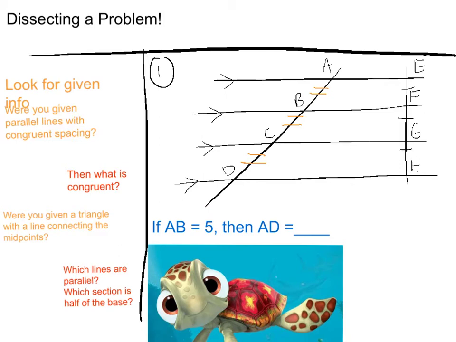I'm going to use my blue marker here. AB is 5. So if that distance is 5, then what is AD? They're talking about this whole section from here all the way down to here. What's that distance? Well, I know if this is 5, so is this, and so is this. So all 3 would equal 15.